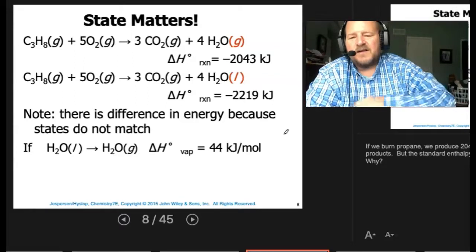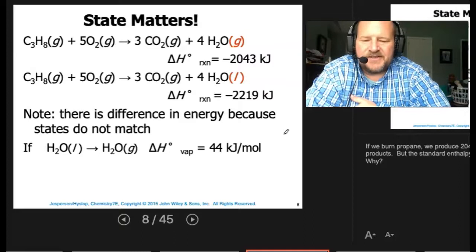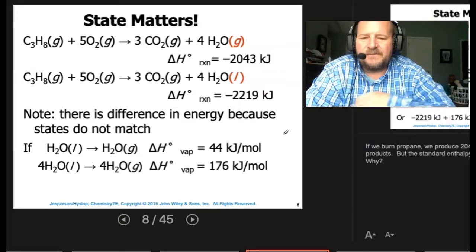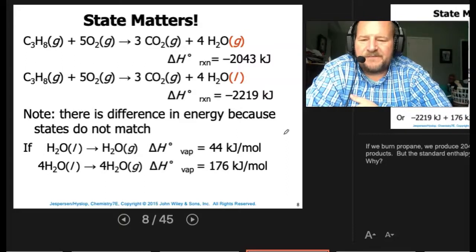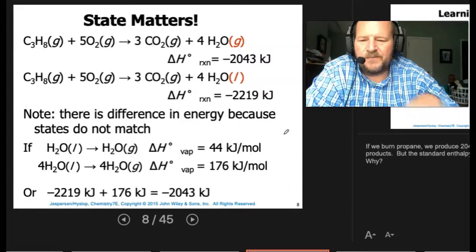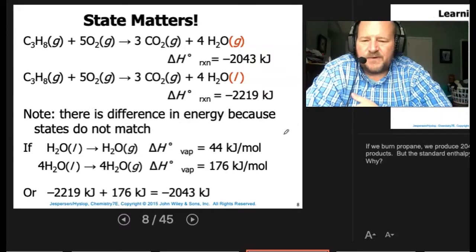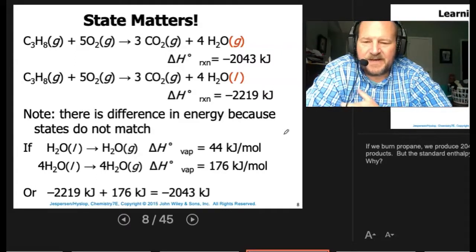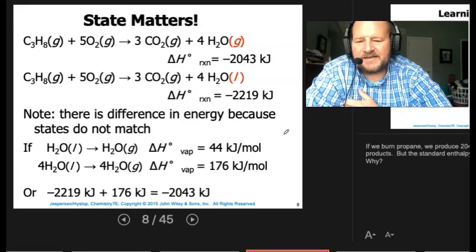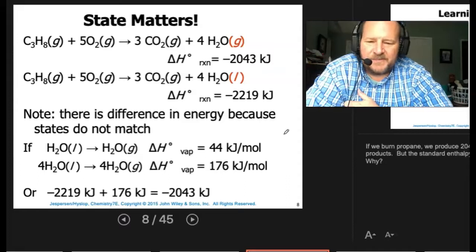Now, if water liquid going to water gas, that delta H is going to be equal to 44 kilojoules per mole. Therefore, if the difference is going to be 4 waters, then it should be 176 kilojoules per mole. So if I take the negative 2219, I add the 176 that it cost me to make the water turn to gas, then you can see the difference there is going to be negative 2043. Okay.